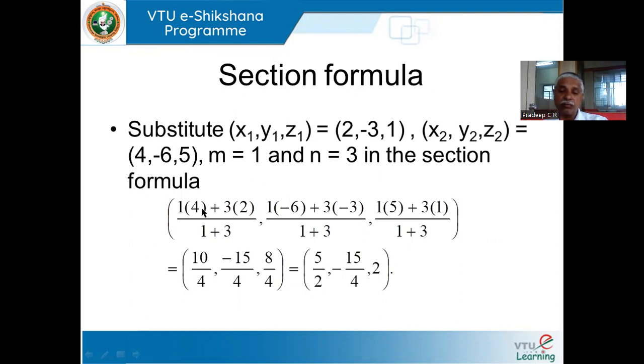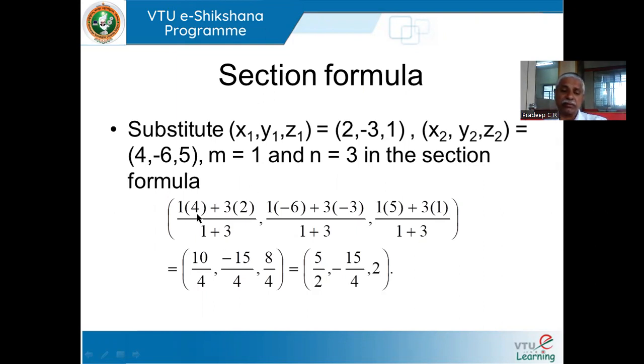Then you get this: 1 into 4. Try to understand this. If m is 1, I'll multiply it with x2. So 1 into 4 plus 3 into 2, the x coordinate of the first point, divided by 1 plus 3, which is m plus n. Similarly, 1 into the y coordinate of the second point plus 3 into the y coordinate of the first point: 1 into minus 6 plus 3 into minus 3, divided by 1 plus 3. And similarly the last one, 1 into the z coordinate of the second point plus 3 into the z coordinate of the first point: 1 into 5 plus 3 into 1 divided by 1 plus 3.